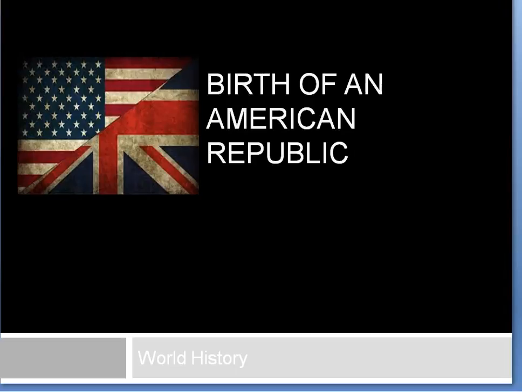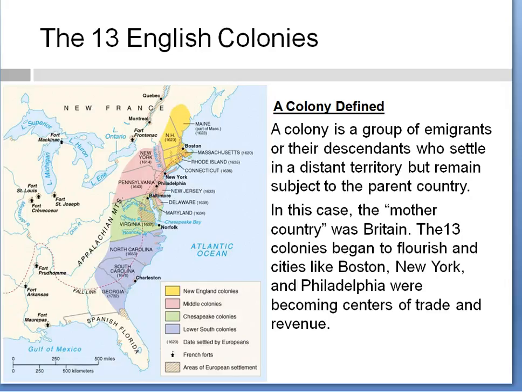Today we're going to delve into the birth of an American republic. Let's look at the 13 English colonies. The colonies are depicted in color on the map here.